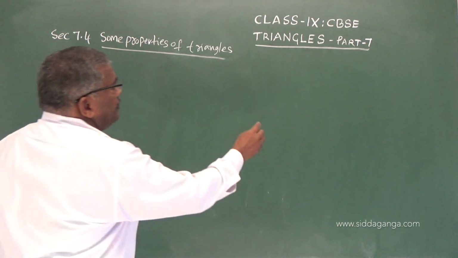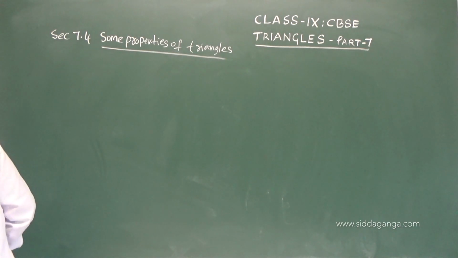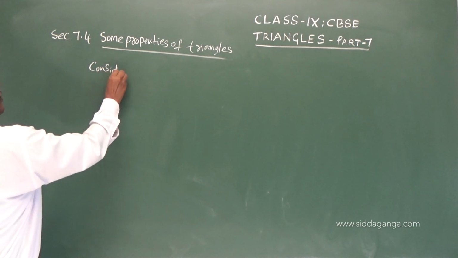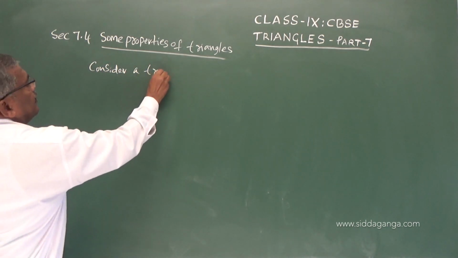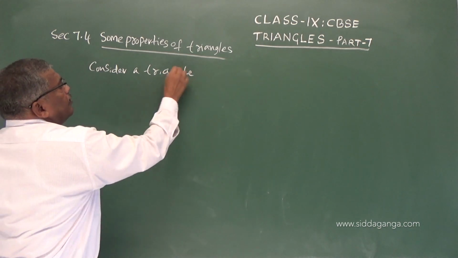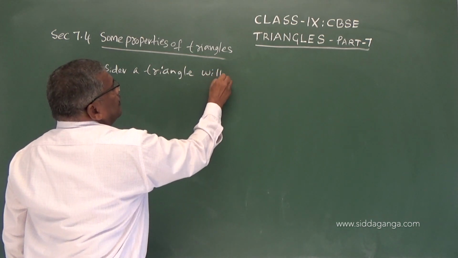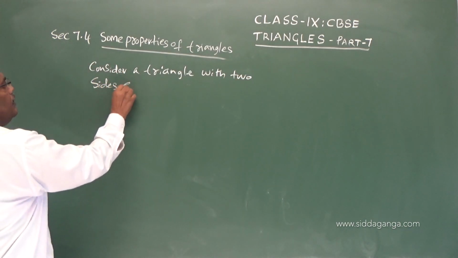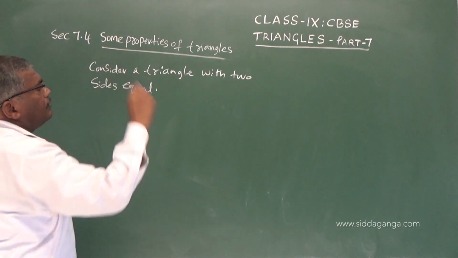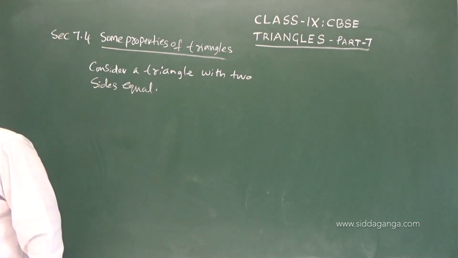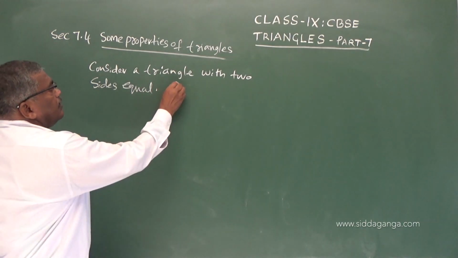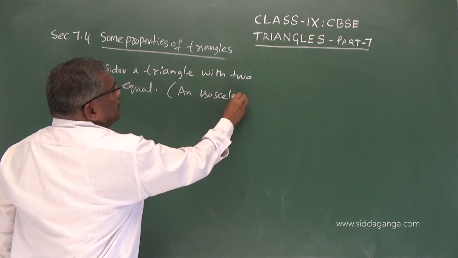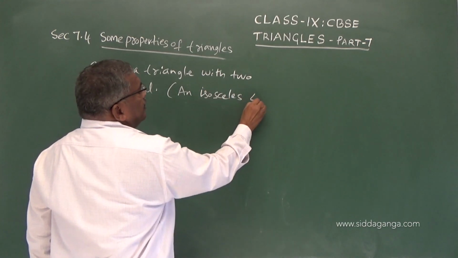Now, consider a triangle with two sides equal. Two sides equal. So, what do you call that? It is called an isosceles triangle.